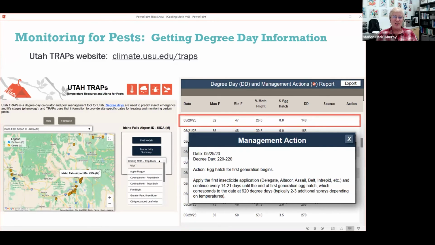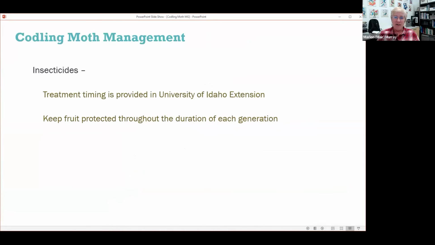So that's just a quick and dirty way that we're able to provide you with these site-specific dates for treatment. All right, so then what's the treatment going to be? I mentioned treatment is provided by University of Idaho, and it's important that you're not just doing that one treatment. You do have to continue through each generation.